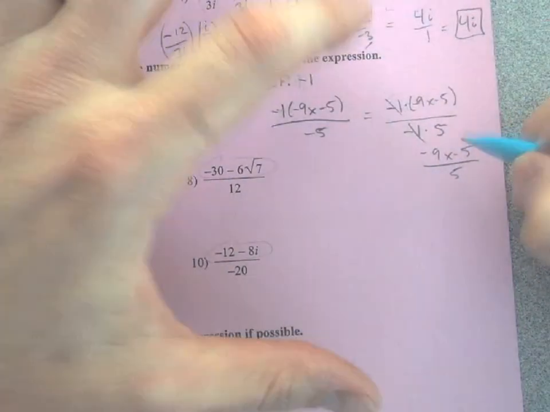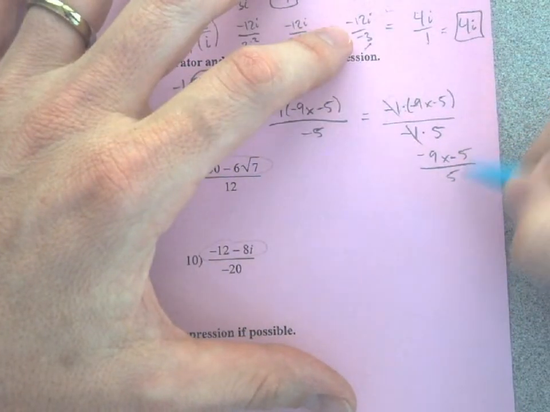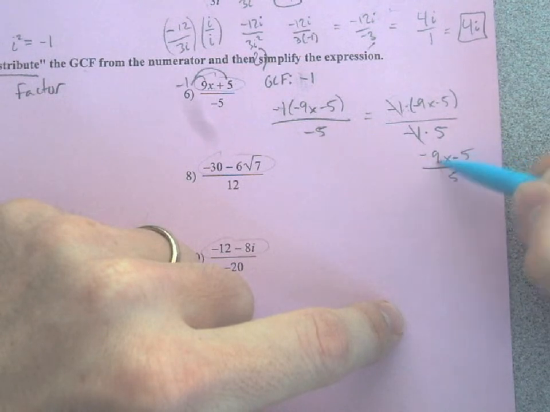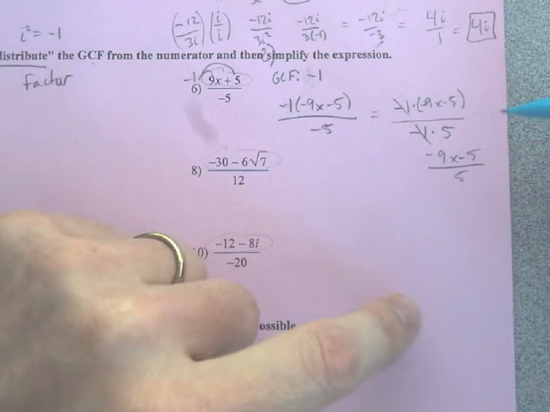Now it's really tempting to want to cancel this 5 and this 5, but you can't do that because of this subtraction symbol, because these 2 pieces are separated by a subtraction here.